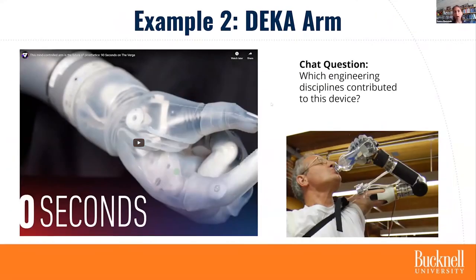All right, so this is a much more complex device. It has a lot more degrees of freedom. If we think about the ways we can move our fingers and our arms, it can actually mimic almost every type of motion that we can make. And it does that because it has a lot of motors and a lot of other systems in there.